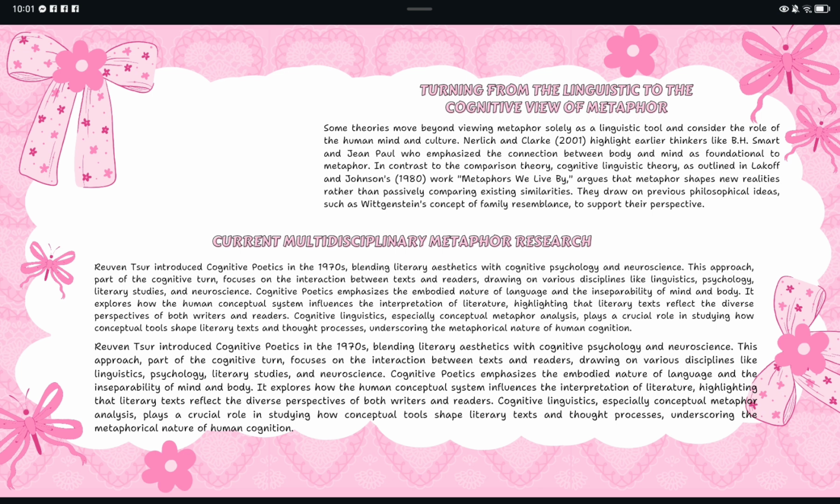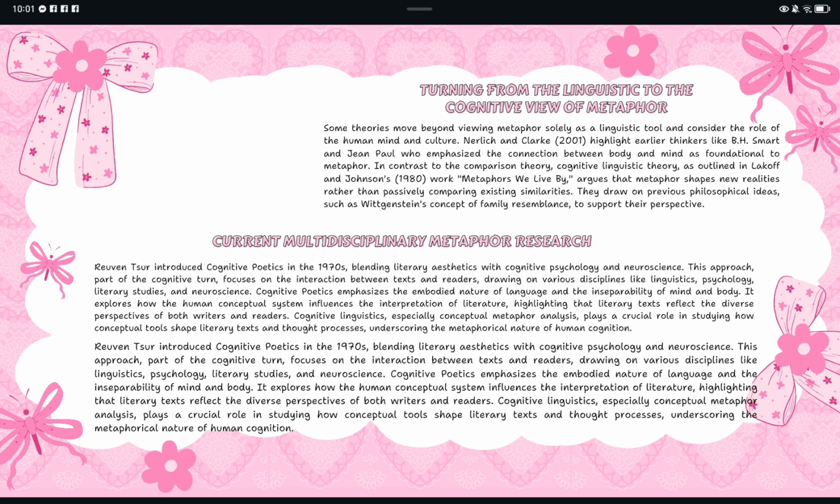They emphasize that metaphor is not simply a linguistic embellishment but rather a cognitive process rooted in our embodied experience. This perspective, later formalized in cognitive linguistics, sees metaphor as a fundamental tool for understanding and navigating the world, rather than a mere decorative element of language. Smart and Jean Paul, along with others of their era, paved the way for a deeper understanding of metaphor, one that recognizes its cognitive and experiential basis.